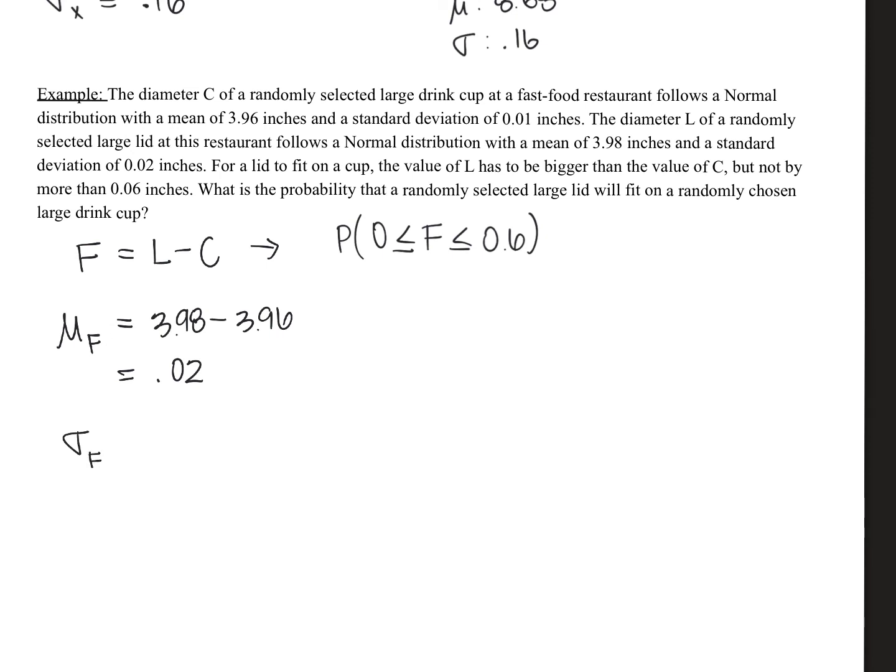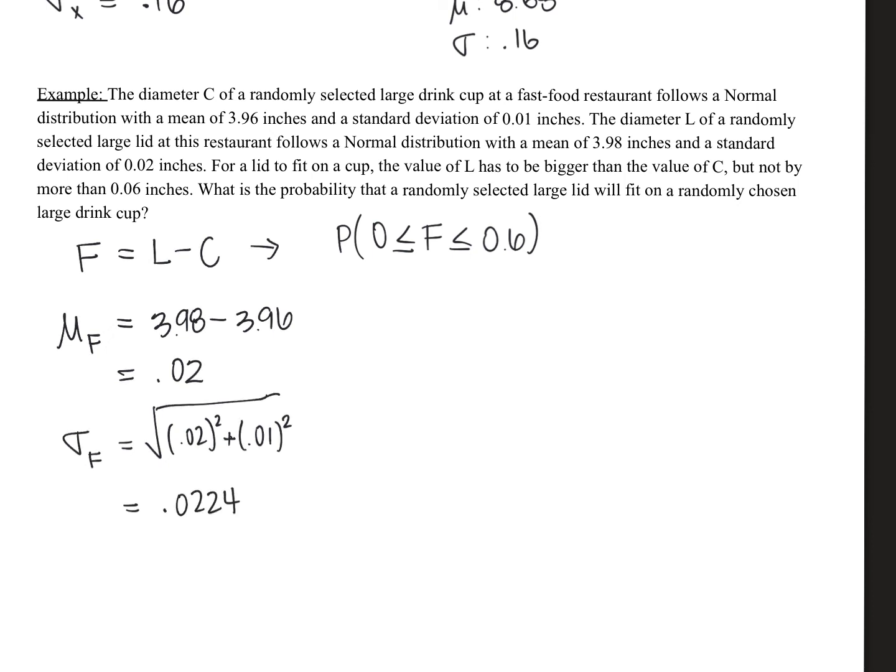We also need to calculate our standard deviation. So we're going to do the square root of the difference of our standard deviations squared. So we're going to take 0.02 squared minus 0.01 squared. Sorry, I said difference, but it does need to be addition. Sorry, not subtract them. We're going to add them. So 0.02 squared plus 0.01 squared, and then we take the square root, and we get a new standard deviation of 0.0224.